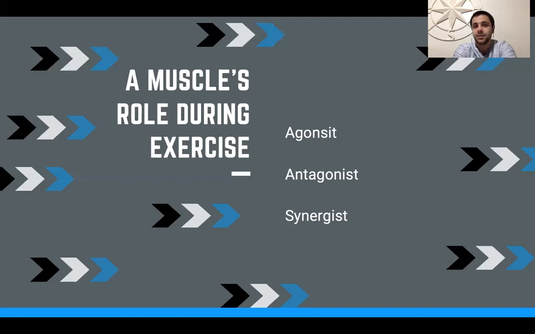The antagonist is the muscle directly opposite of the agonist, and therefore you're not using it at all during this exercise.